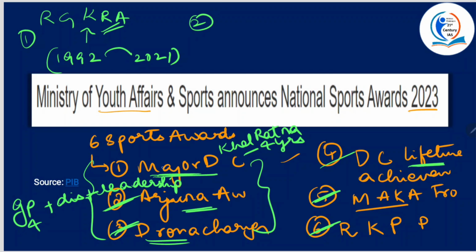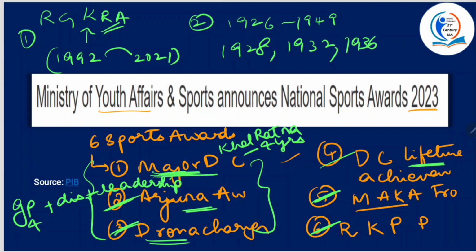And the second point is, who is Major Dhyan Chand? He is also known as the Wizard. Major Dhyan Chand is a hockey player, and he played international hockey from the year 1926 to 1949, and he scored over 400 goals in his career. He was part of the Olympic team that won gold medals in 1928, 1932, 1936. And there's a stadium in New Delhi which is named after him.